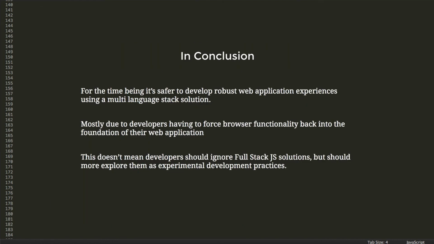Ultimately, we find it's safer to develop web application experiences using the multi-language stack, mostly due to having to force browser functionality. This doesn't mean you should ignore the full stack JavaScript solution, but you should definitely keep continuing to look at it. But for the time being, I would say it's safer, through the research, that the multi-language stack solution is the best for web application development.